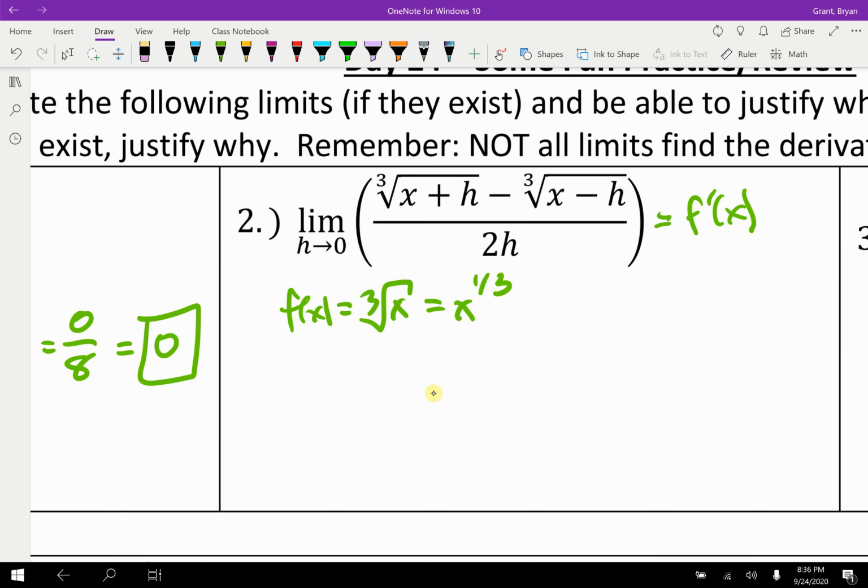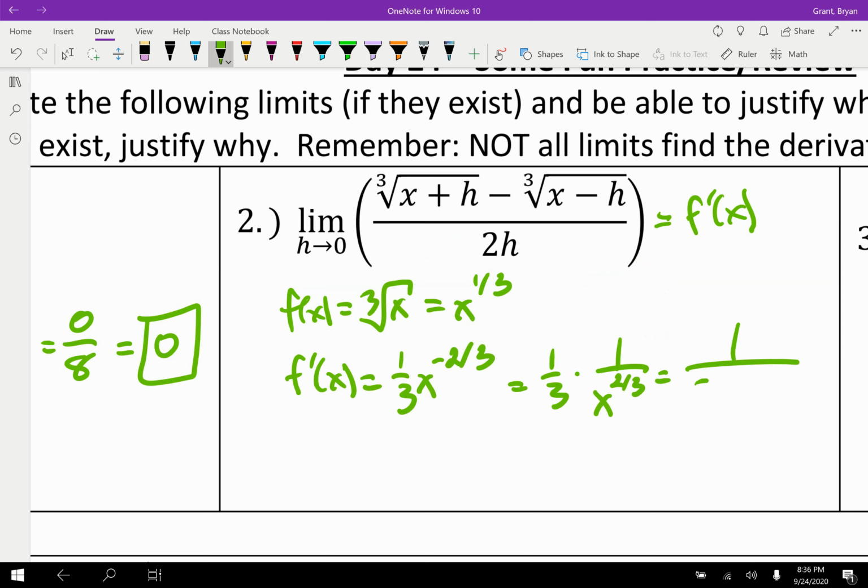Okay, looking pretty good so far. We have to find the derivative. This is 1/3 x to the negative 2/3, and I think that's it. We were just looking for f prime of x. You could clean this up, right? 1/3 times 1 divided by x to the 2/3, or 1 divided by 3 times the cube root of x squared, right? Any of those are fine. But really, that's all there is to it.